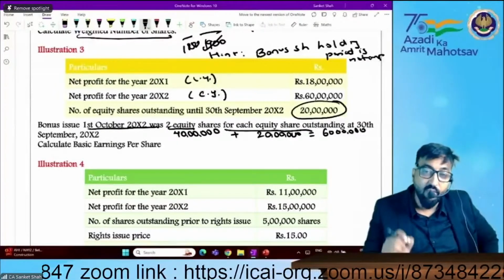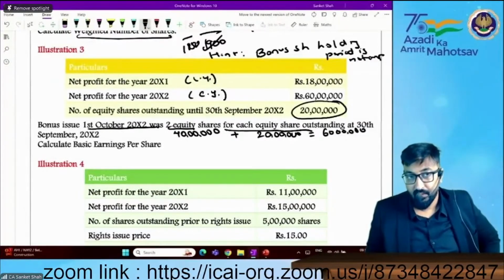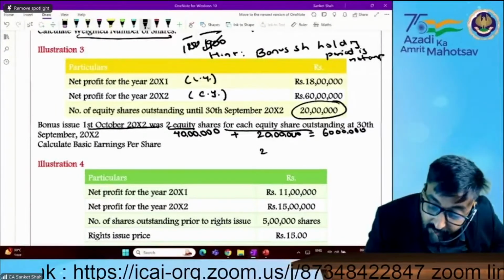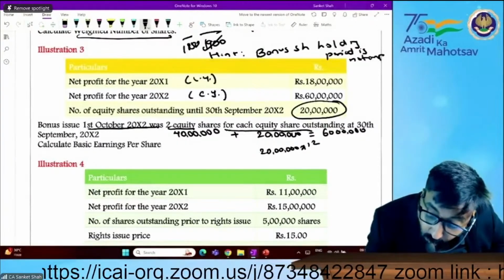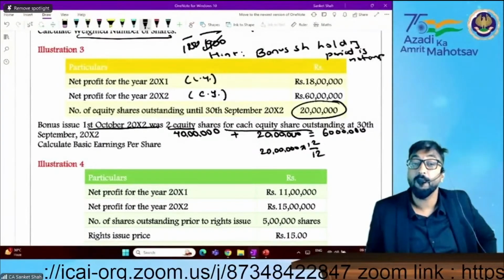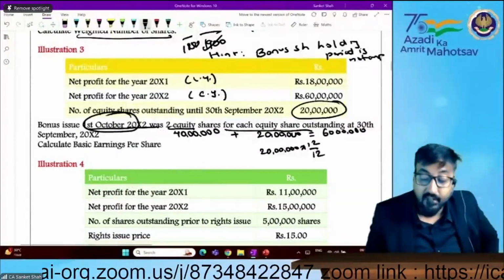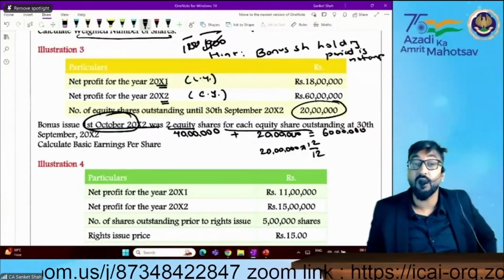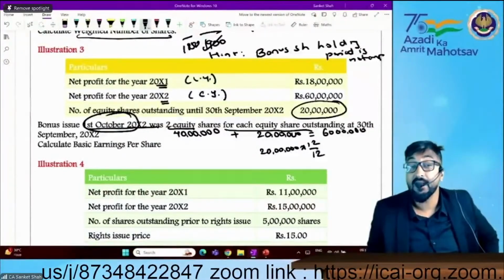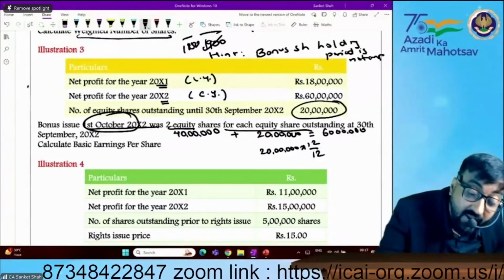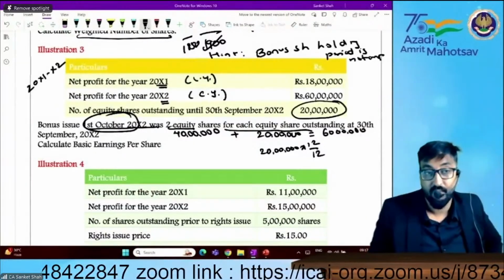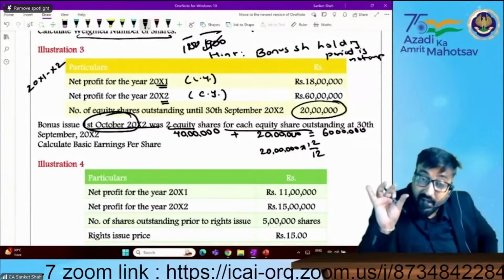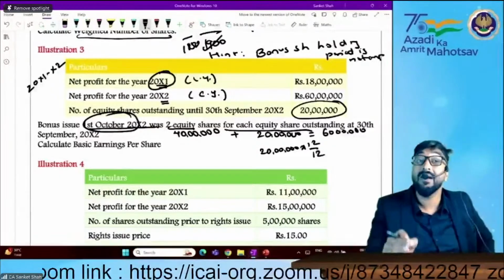Suppose I have not given you the hint that the bonus shares holding period is not important. So how are you going to calculate? These 20 lakh shares are for full months, 12 by 12. And when you issued bonus shares on 1st October, year 2001 and year 2002 is a December ending. Sir, how? Because for March ending, they will write like 1, 2, partly in December, partly in March. If they have mentioned only 2001, it means this is the December ending.